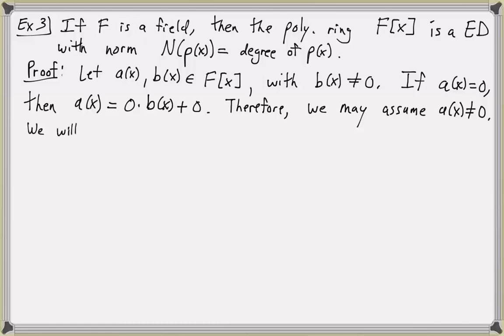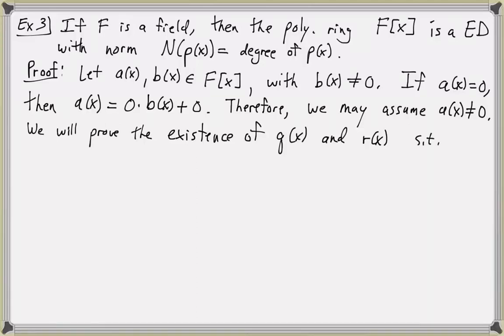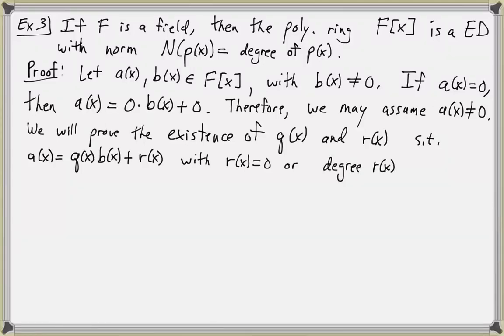So we will prove the existence of q of x and r of x such that a of x equals q of x times b of x plus r of x, with r of x equal to 0, or the degree of r of x is less than the degree of b of x, by induction on n, which is going to be the degree of a of x.